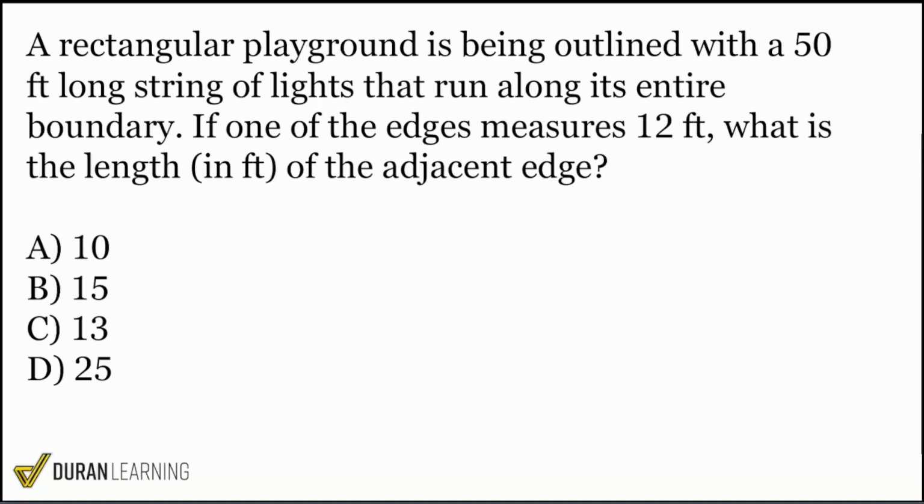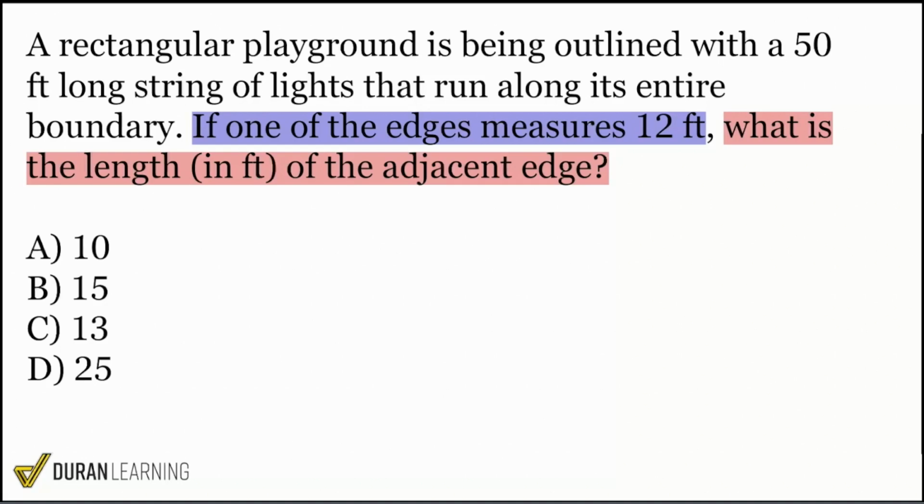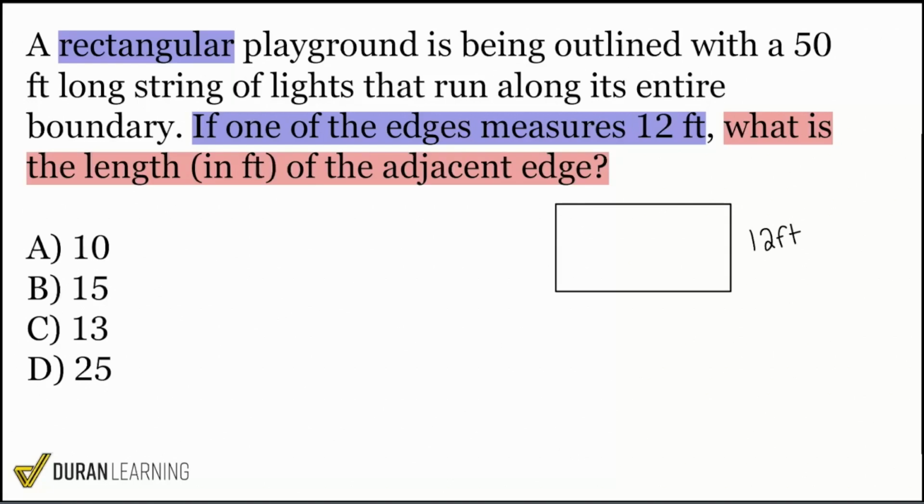All right, cool. So let's highlight that. What is the length of the adjacent edge? And adjacent just means connecting. So if we say that one edge measures 12 feet, let me just highlight this in blue so I can explain what this means. We already know that we're talking about a rectangle right up top, so let me just assume that to help you out. Let's assume the rectangle looks something like this. If they say that one of the edges is 12 feet over here, adjacent means the one next to it.